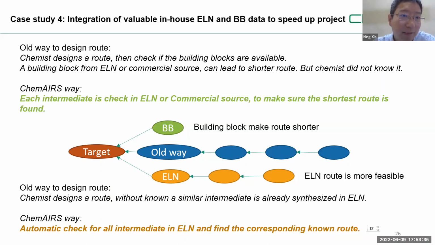It finds a building block, and it can get to the target in very few steps. So this will make a very short route. And in other cases, it will find an intermediate existing in the ERN database, and then you will have a route which is much more feasible because it's already proven internally to get to the target. And this often happens because in the company they do a lot of similar projects. So this will totally change the way of route generation, and it will be quite useful for chemists to find a better route.